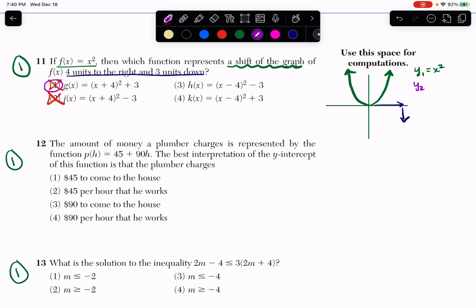So now I'm going to try number 3, h of x. X minus 4 squared minus 3. When I type that in, I see that h of x is over here. So it looks like h of x moved to the right, and then it moved down. So I'm going to tentatively say yes to this. And I'm just going to double check that number 4 is no good. So if I type in number 4, h of x equals x minus 4 squared plus 3, number 4 is up here, which is not where I want it to be.